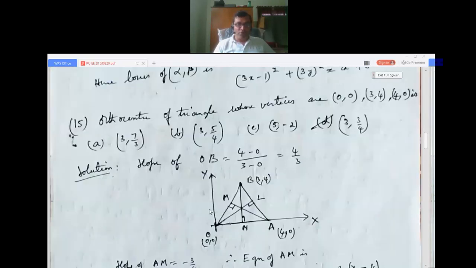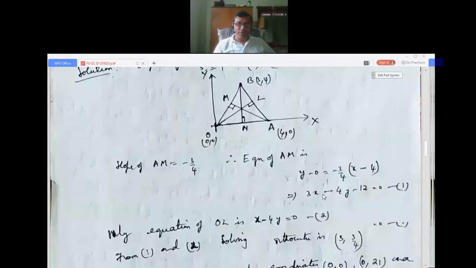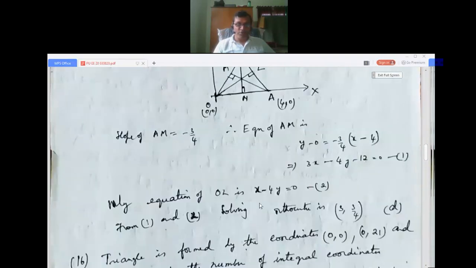Similarly, we find the equation of OL. We find the slope of AB, difference in y by difference in x, and OL is perpendicular to AB, so we take the negative of the reciprocal. Once you know the slope, it passes through the point (0, 0), so x1, y1 will be 0, 0. We use the equation y minus y1 equals slope into x minus x1, and we get the equation of OL as x minus 4y equals 0.